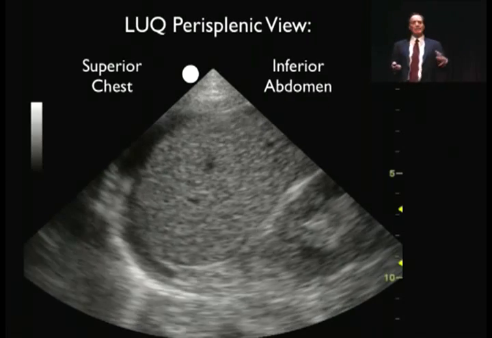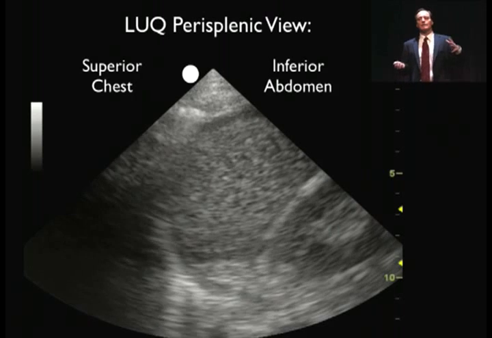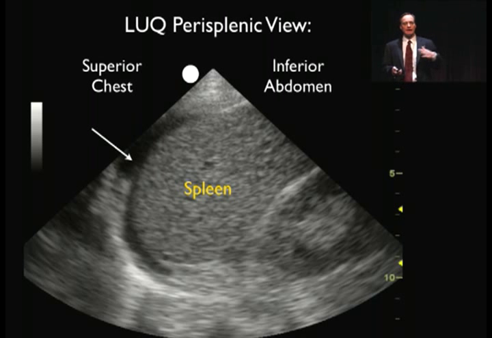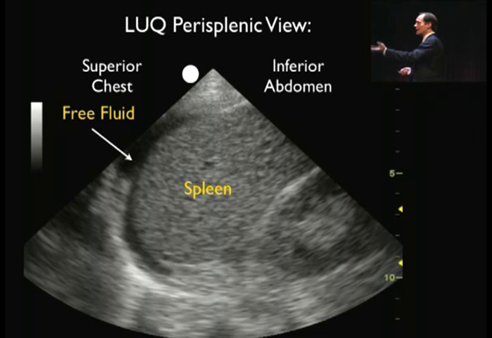Okay, now it may be subtle, and one of the things that can be very helpful is having the patient breathe. As they breathe, notice the diaphragm comes off the spleen, and you can actually see free fluid there where you couldn't see it before. So have the patient breathe and watch the diaphragm come off of the spleen, and there you see the free fluid there. Actually a positive examination in a patient who was initially stable but becoming unstable.